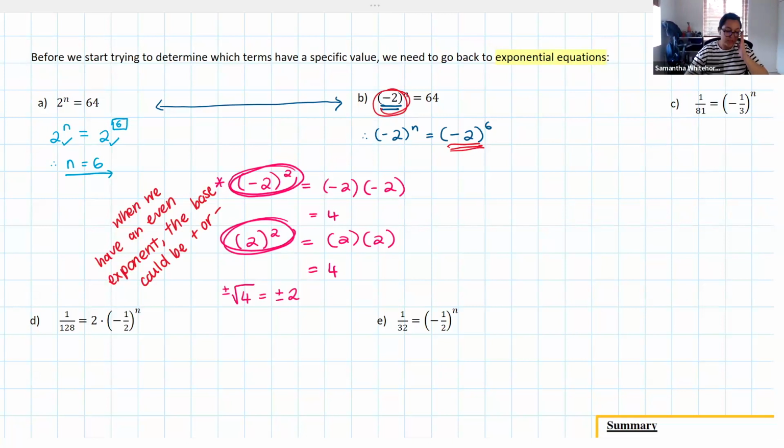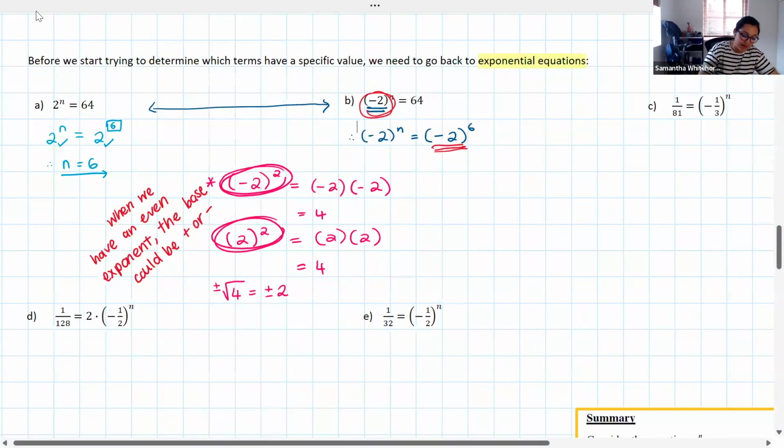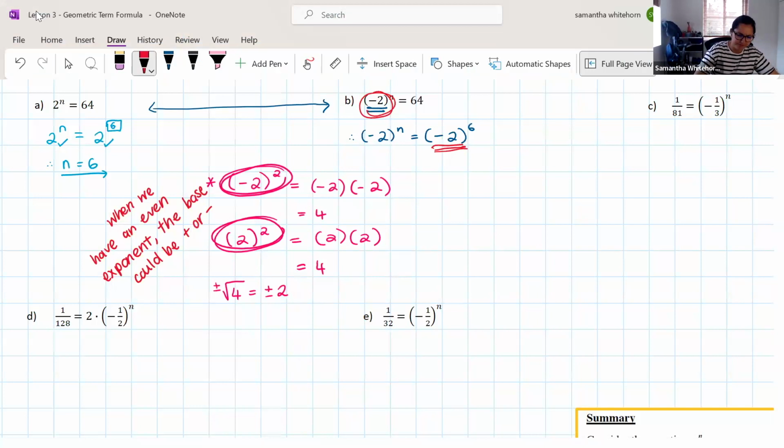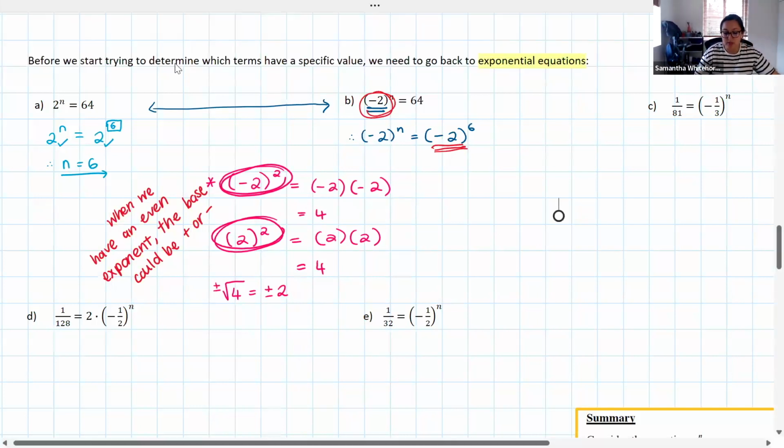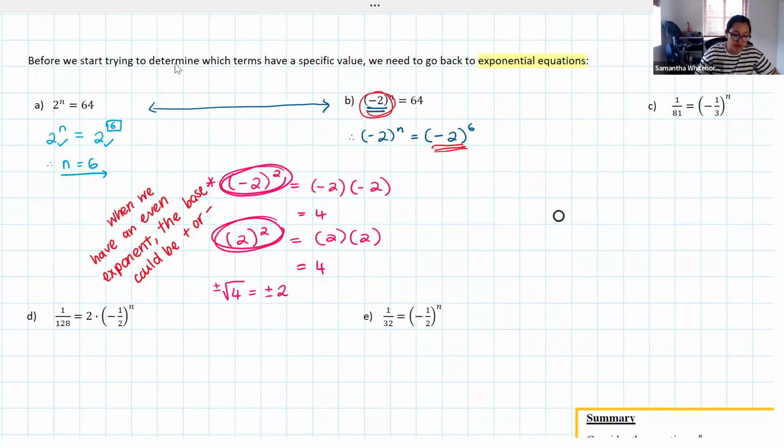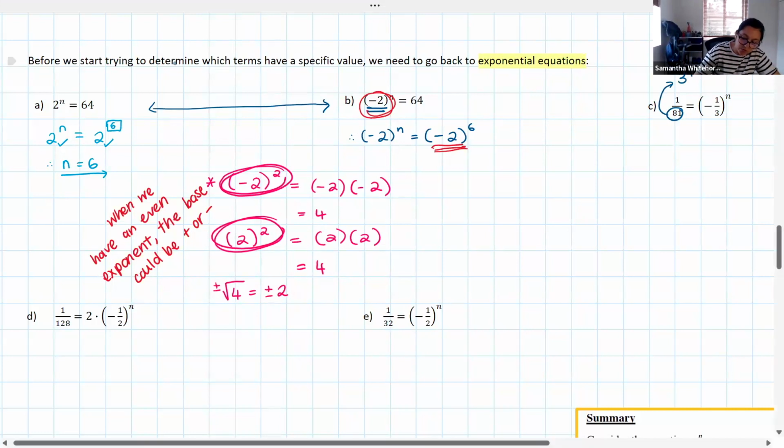Okay, so if we have a look at question C, this is essentially exactly that idea. So question C, we've got 1/81 equals -1/3. So if you go and do the shift back thing of 81 on your calculator, you'll get the prime factors. Now the prime factors of 81 is essentially 3 to the power of 4. So we could write that fraction as 1/3 to the power of 4. But remember, I'm dealing with a negative base on the other side.